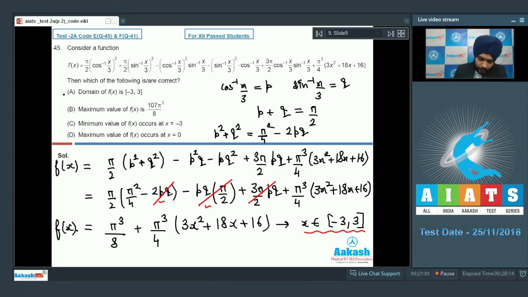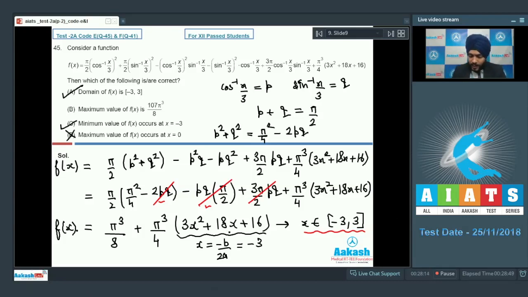Option number A is correct. Now I have to check where the minimum and the maximum value of this curve lies particularly. In the interval minus 3 to 3, this is a quadratic equation whose vertex is at minus 3. x equal to minus b by 2a is the point where it will get the minimum value, and that is equal to minus 3. So after minus 3 it is bound to rise. Minimum value occurs at x equal to minus 3 and the maximum value will definitely occur at x equal to 3. So this is wrong.